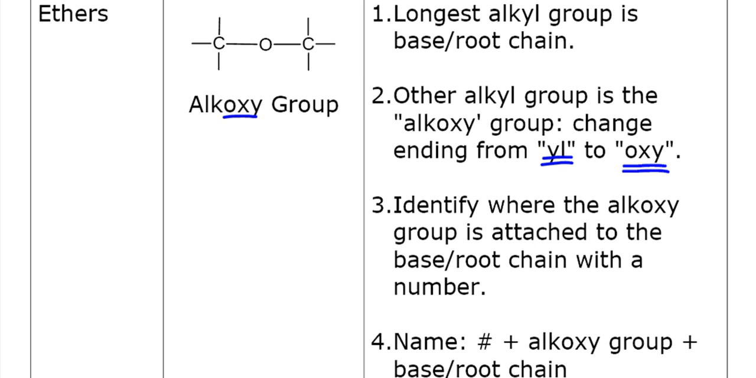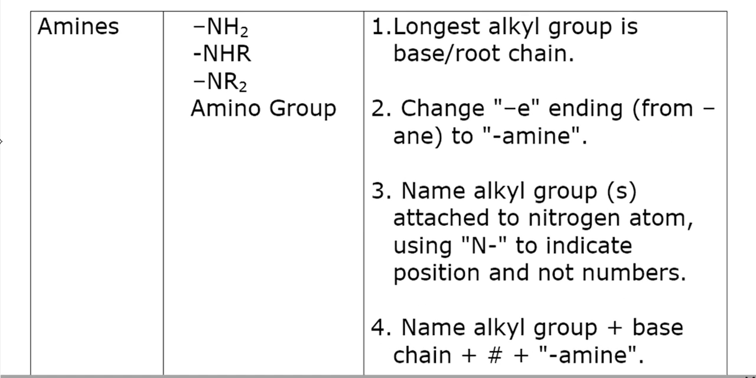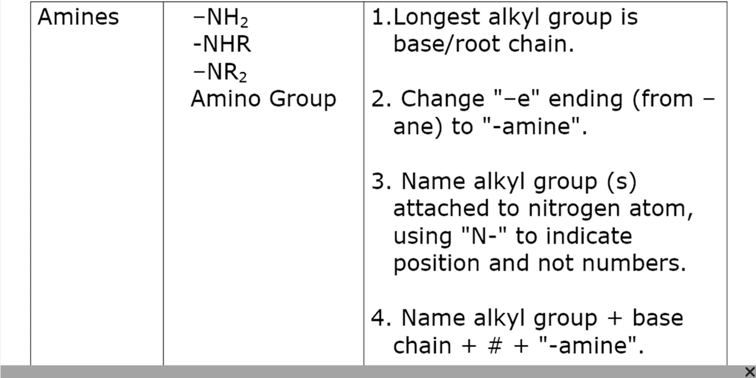Next up are amines. Amines have nitrogen in them. We haven't seen nitrogen be introduced yet in terms of structure. In an amine, we have the amino group for the functional group. And there's three ways you can see the amino group being represented.